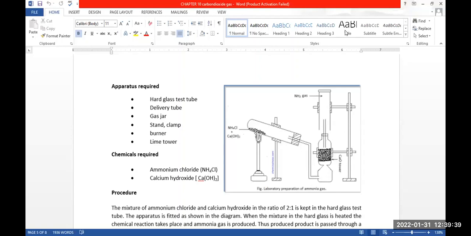Other is reaction with carbon dioxide. This is the chemical property of carbon dioxide also. If you know this reaction, it is useful for carbon dioxide and also for ammonia.